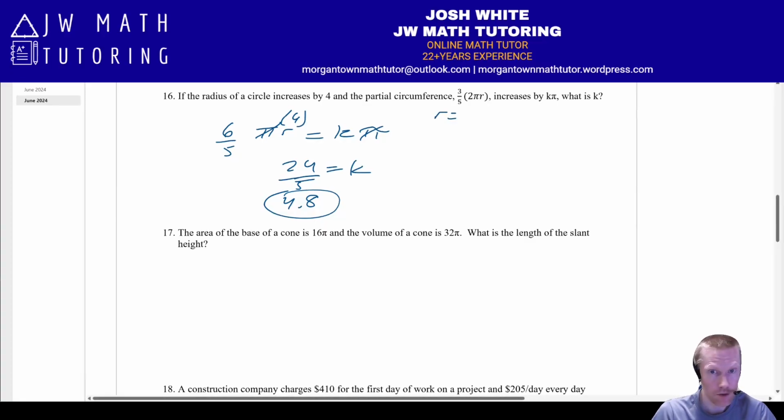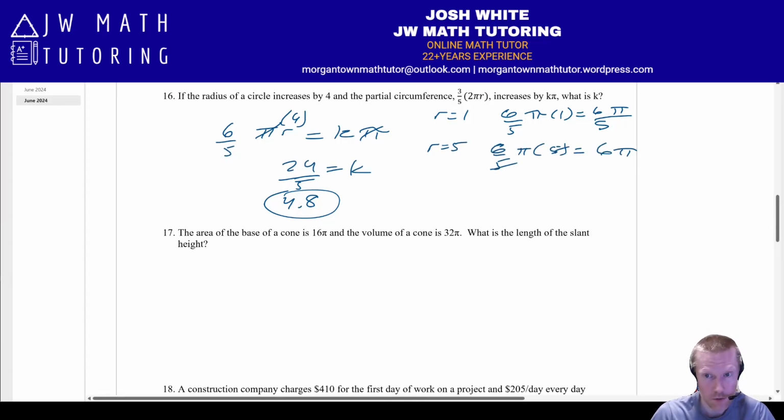And so what I would do is I would say, okay, let's say the radius is 1, then let's say the radius is 5. We'll calculate these two expressions and then subtract them and get our answer. So if the radius is 1, it's just going to be basically 6/5 pi times 1, which is just 6 pi over 5. And if the radius is 5, it's going to be 6 pi times 5, which is just 6 pi.